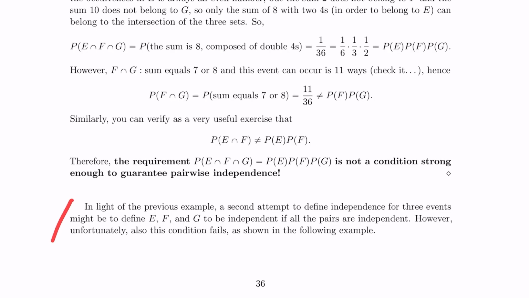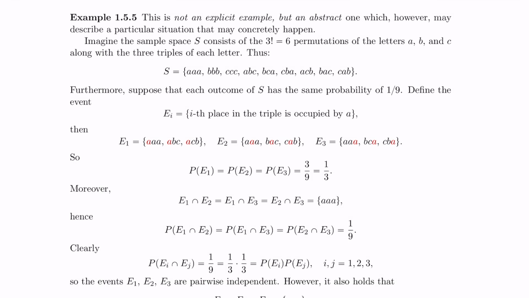Now, an interesting thing to examine is if the independence of all pairs of events implies this formula here. However, in the next example, we're going to see that also this condition fails. Let's consider a case in which the sample space consists of 3 factorial, that is 6 permutations of the letters A, B, and C, along with the 3 triples of each letter. Explicitly, the sample space is this one. Here you see the triples, and here you see all the permutations.